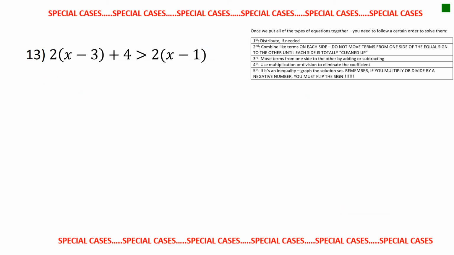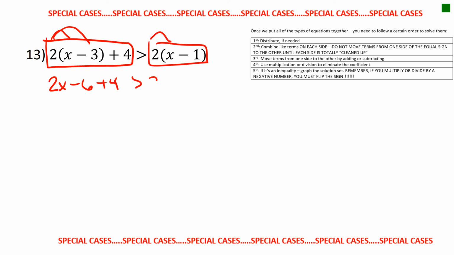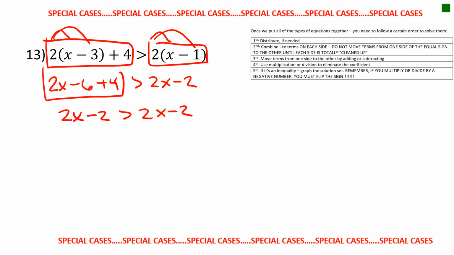All right, so now we know the two special cases. Let's find out if this is one of them. 2 times x is 2x. 2 times negative 3 is negative 6. There's still a plus 4 is greater than 2 times x is 2x. 2 times negative 1 is negative 2. Over here, I've got to combine like terms. So negative 6 plus 4 is minus 2 is greater than 2x minus 2.